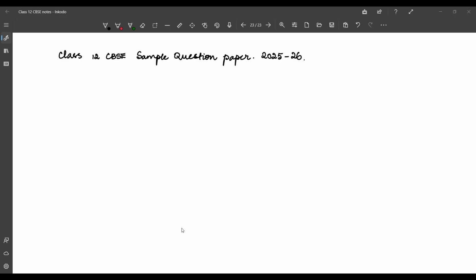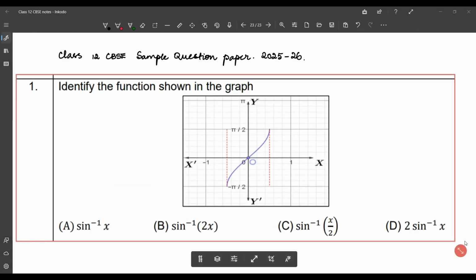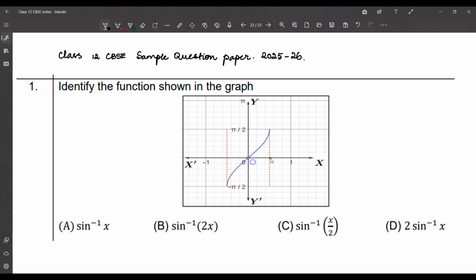Identify the function shown in the graph. The best way to solve this question is to go by the options. I'm going to take a point which is exactly between 0 and 1. So at this point, x is equal to half, and the corresponding graph has a y value of pi by 2. So I'm going to see which of these options satisfies x equal to half and y equal to pi by 2. So first option, sine inverse of 1 by 2, is that equal to pi by 2?